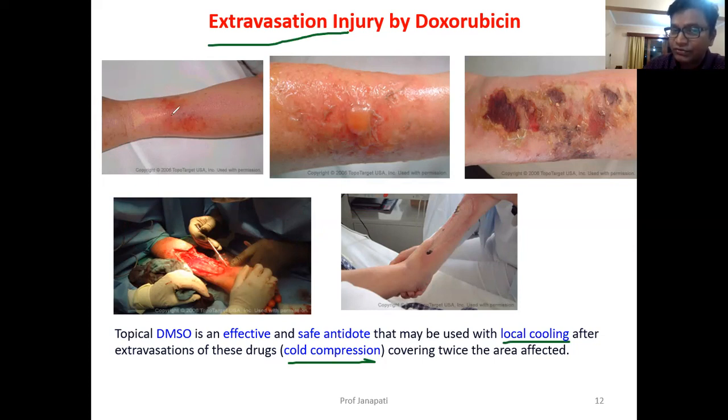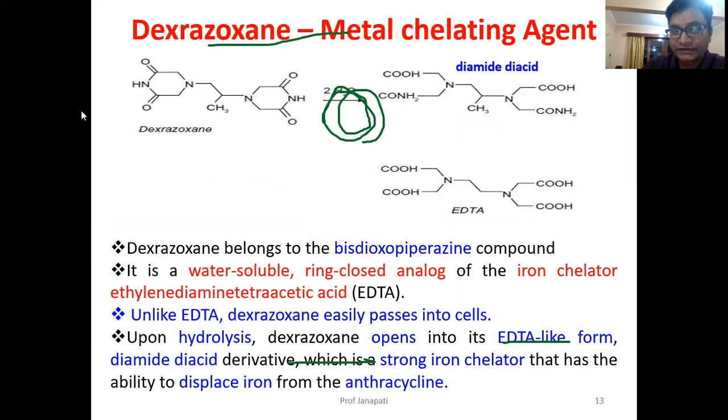So when you give compression, what happens? Blood moves, blood circulation is improved, and the drug also moves very well. The drug will not concentrate in these places, so there is no injury. So this is how you can treat this extravasation.